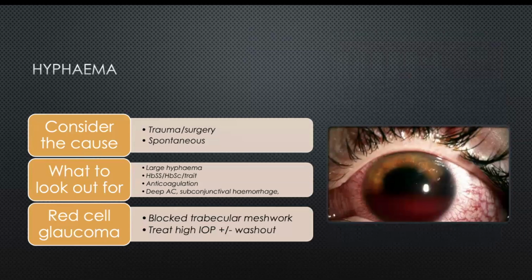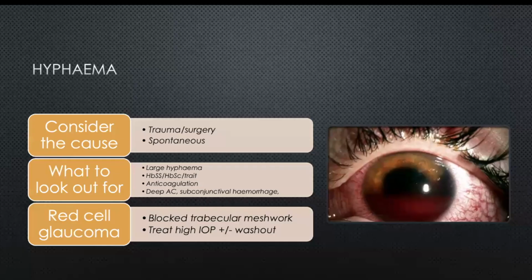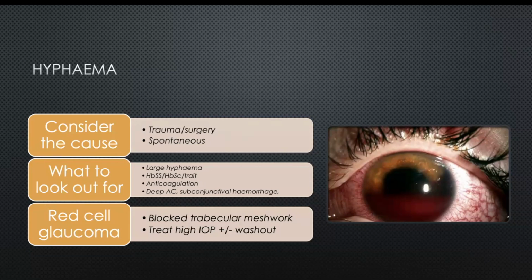In terms of the AC, I wanted to take a moment to talk about hyphemas. Sometimes hyphemas can occur spontaneously. They can occur post-operatively. For example, somebody with Fuchs who has vessels at the angle can have a hyphema after cataract surgery. But in the context of blunt injury, hyphemas can be quite common. What you're trying to look out for is how large the hyphema is. Small hyphemas can sometimes settle down by themselves with a bit of steroids, but very large hyphemas might require washouts.